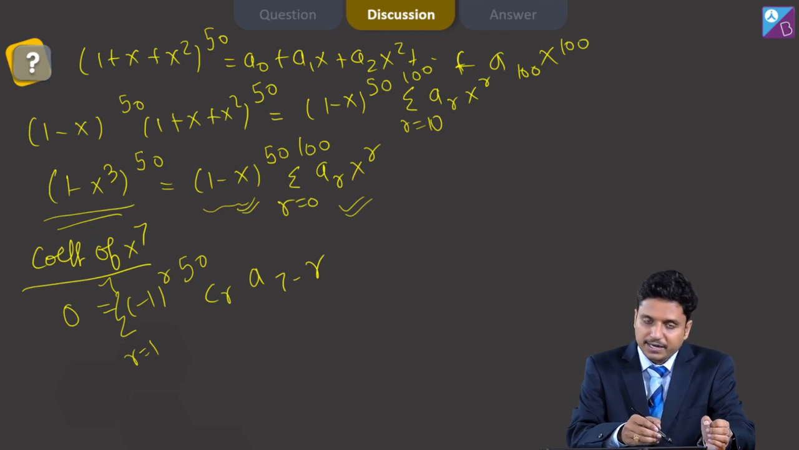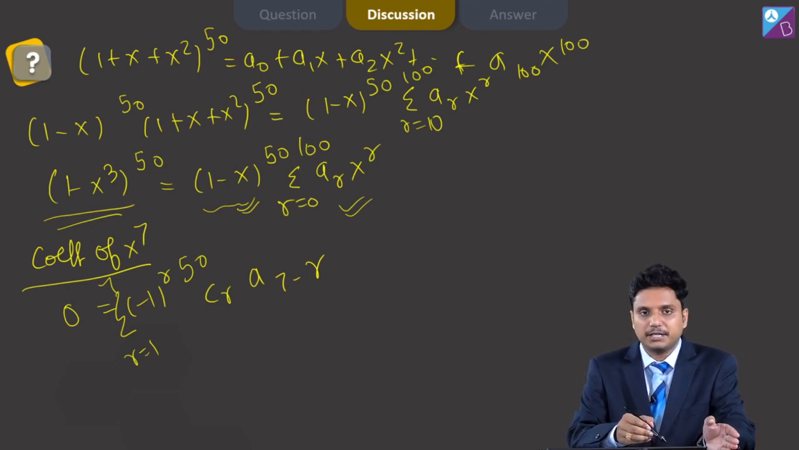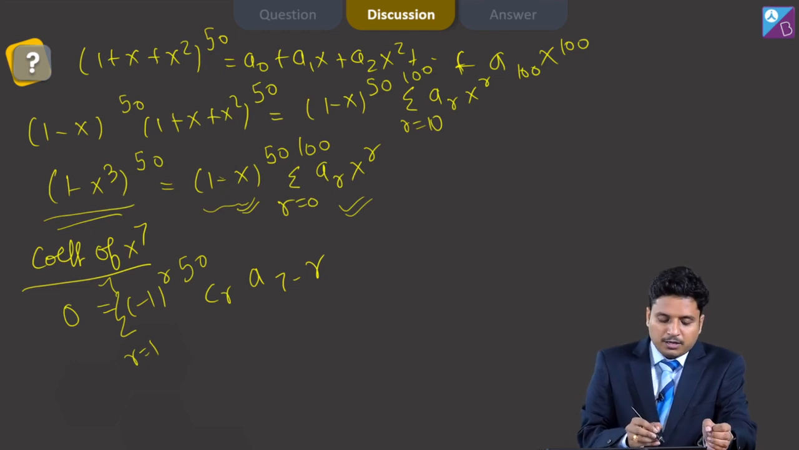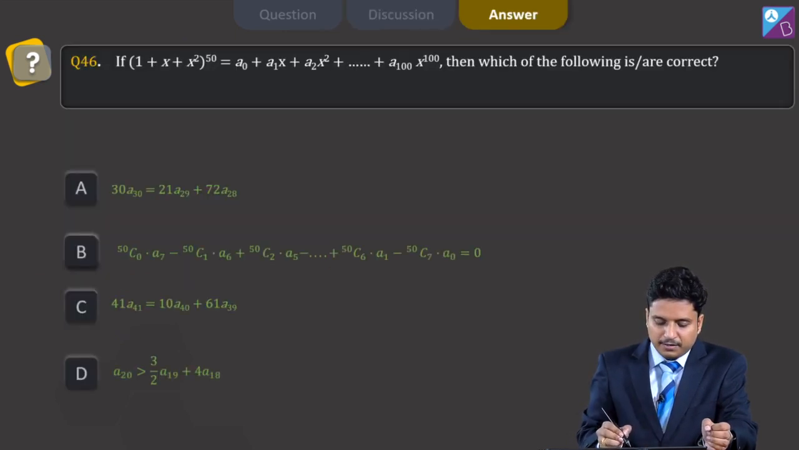So anyway left hand side is having no x raised to power 7 term, that is why coefficient is equal to 0, and in right hand side it is always going to be 50Cr into A(7 minus r) into (-1) raised to power r, as this minus was also present. So option B which was there is obviously the correct one.